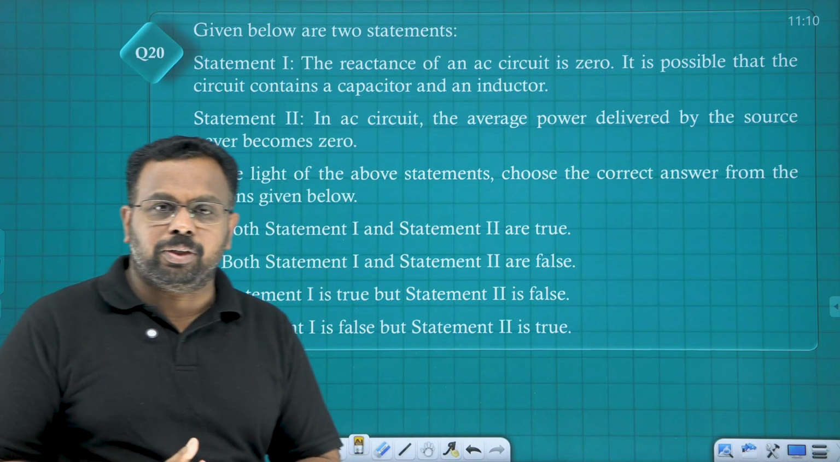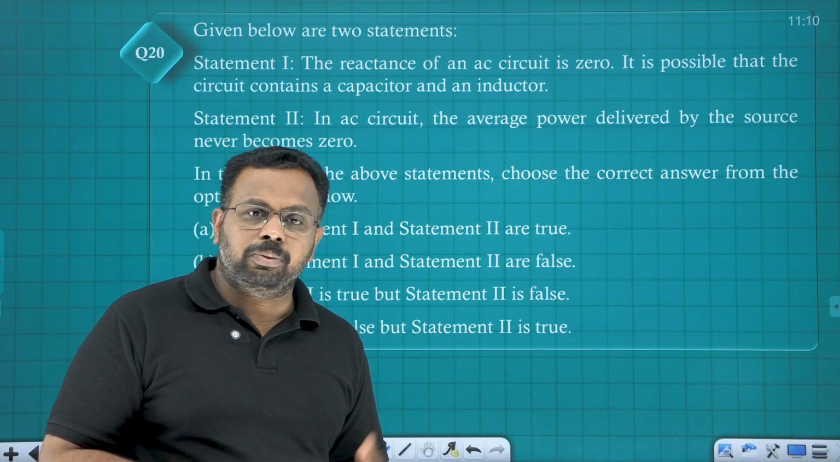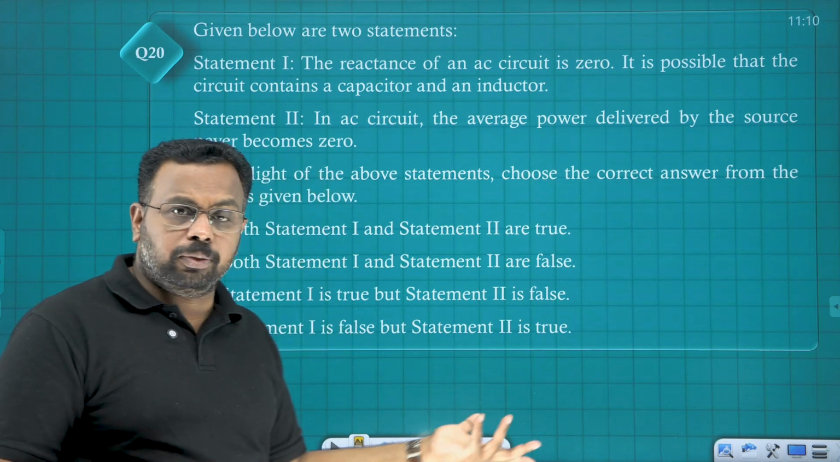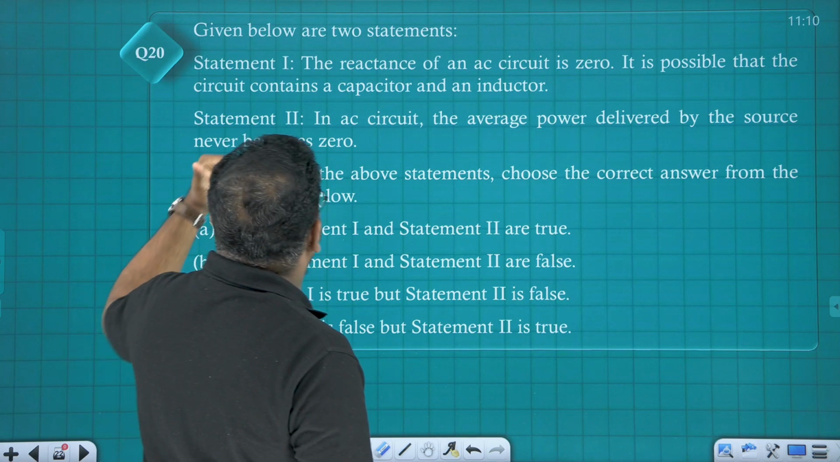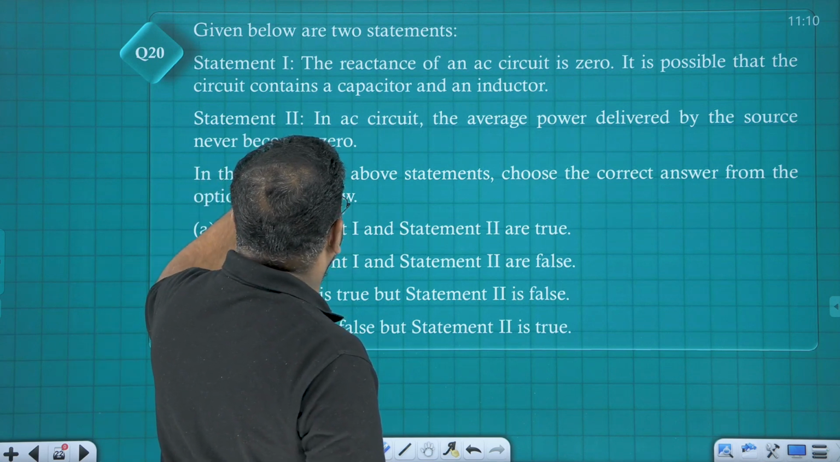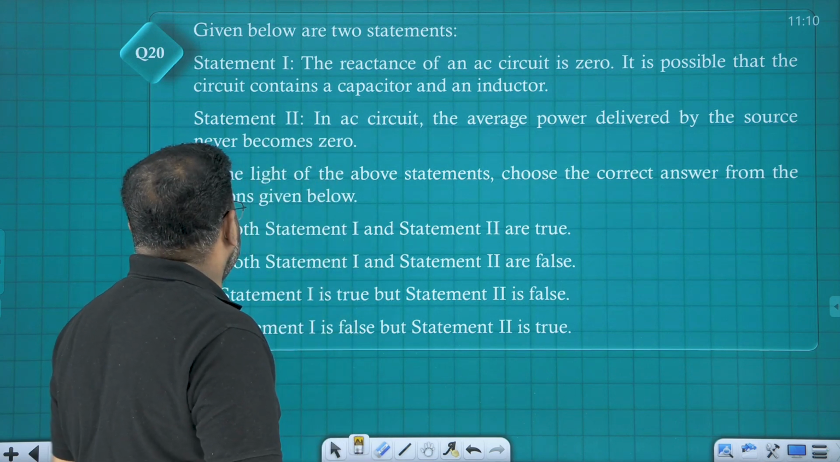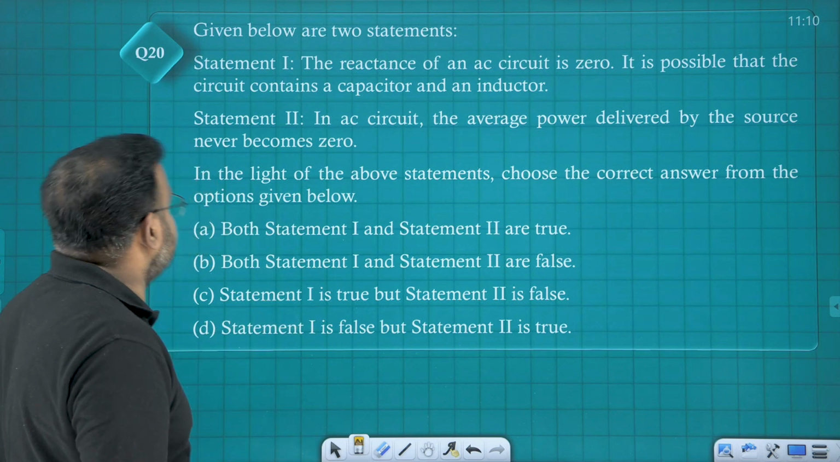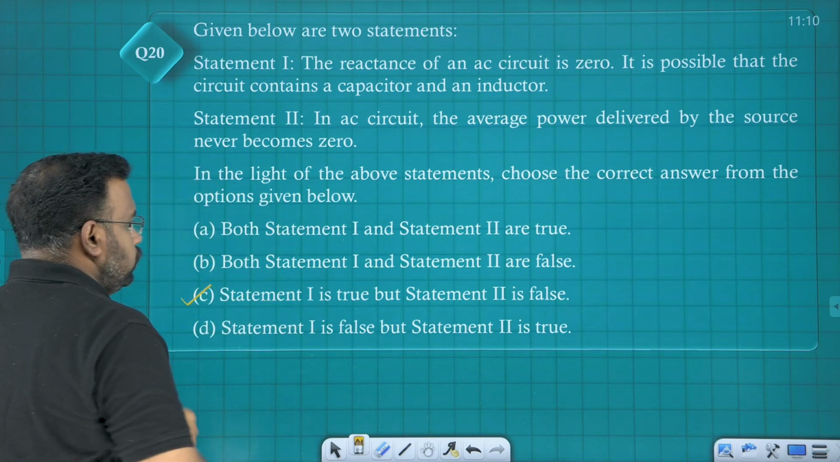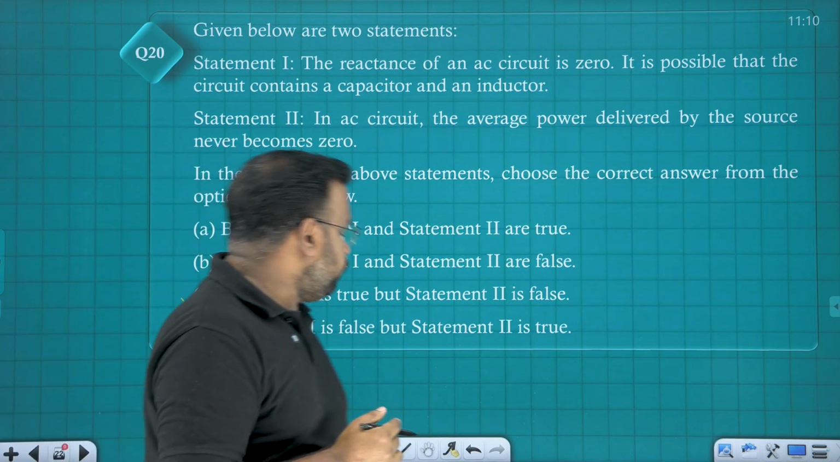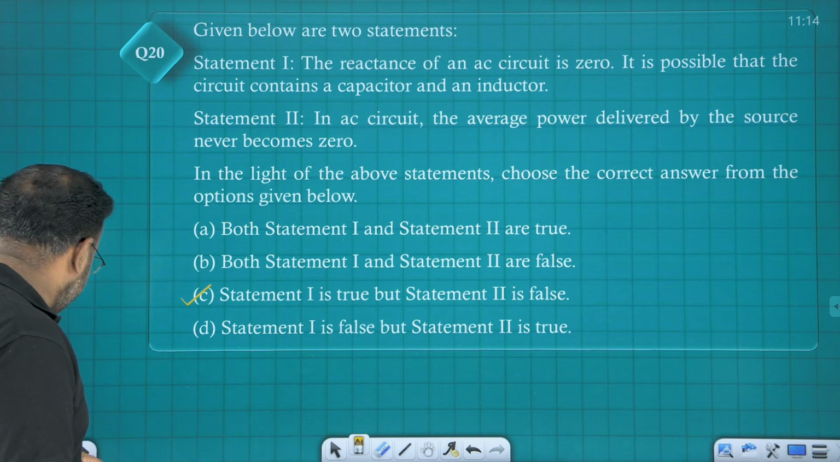In an AC circuit, the average power delivered by the source never becomes 0. Average power can be 0, right? If power factor is 0, average power can be 0. If resistance is 0, it is possible. So statement second is wrong. Statement 1 is correct. So statement 1 is true and statement 2 is false. Okay. So let's move on to the next question.